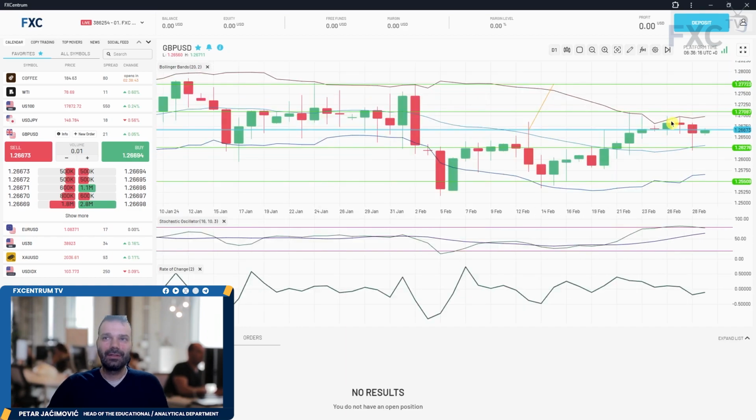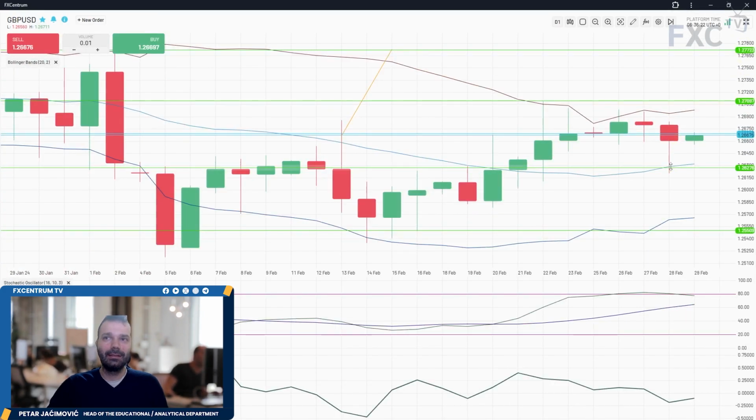Now, British pound versus US dollar. What happened yesterday is exactly what I alerted about. Support at the middle Bollinger Band worked perfectly here yesterday on the British pound. So 1.2627, the middle Bollinger Band, was rejected yesterday, and the market closed well off the low, a sign of strength.